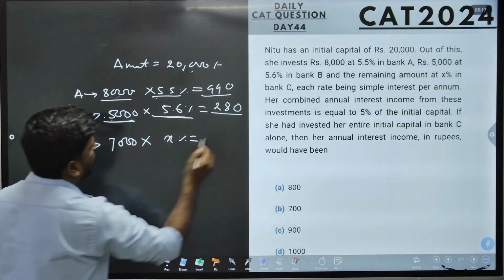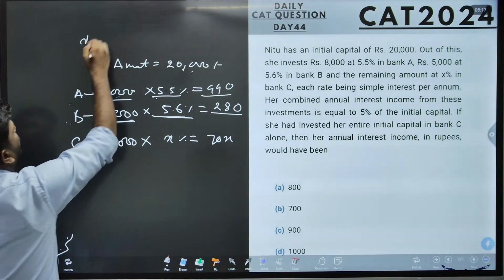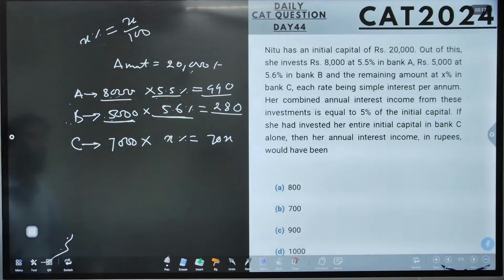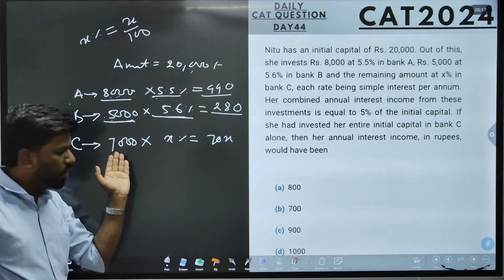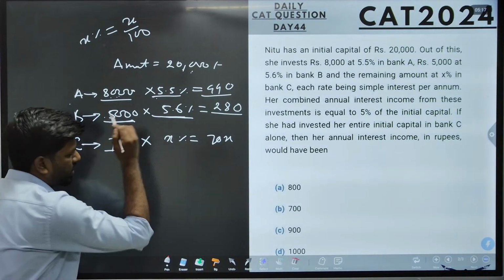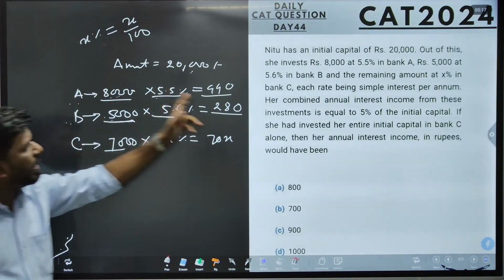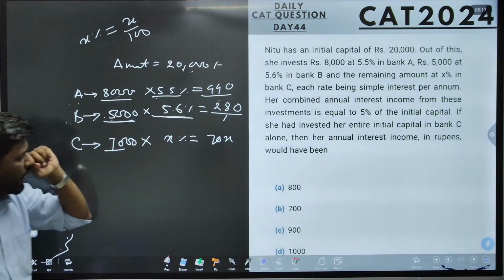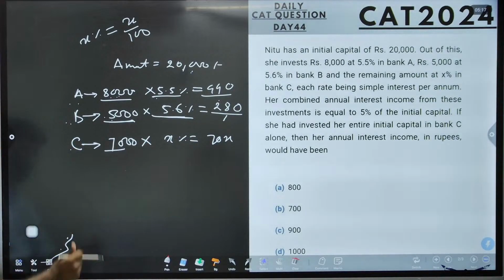Now this will simply be 70x. Why? X% is nothing but X by 100. After putting X% as X by 100, two zeros cancel out of the 7,000 and you are left with 70x. So she is getting interest of 440 from bank A, 280 from bank B, and 70x from bank C. This is what we have calculated according to the data.